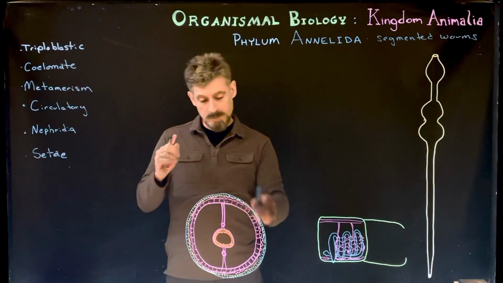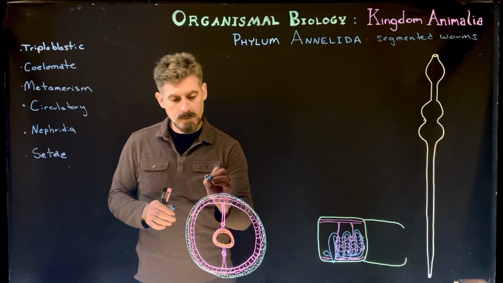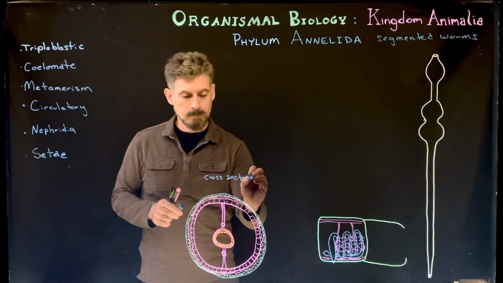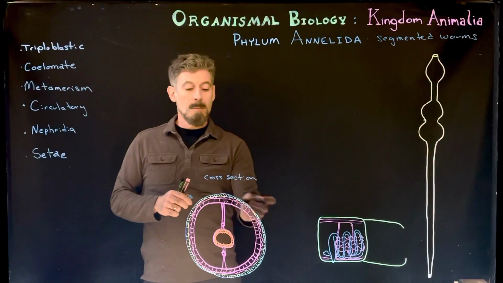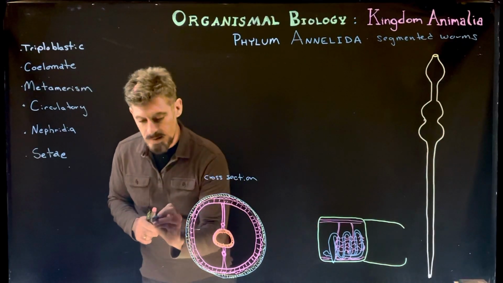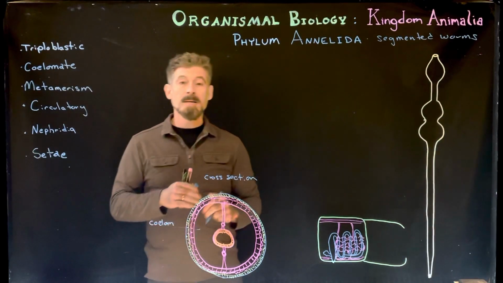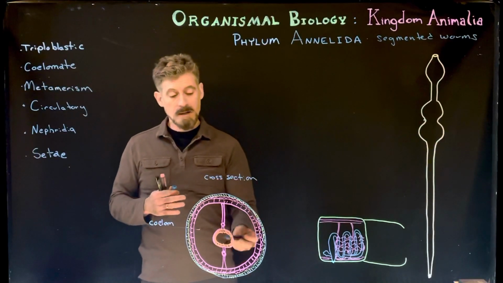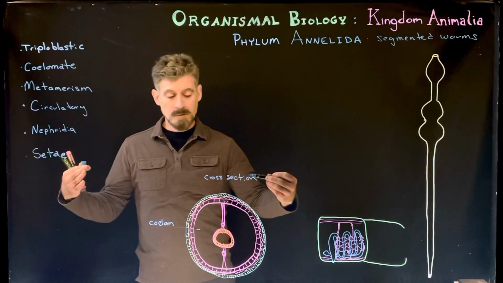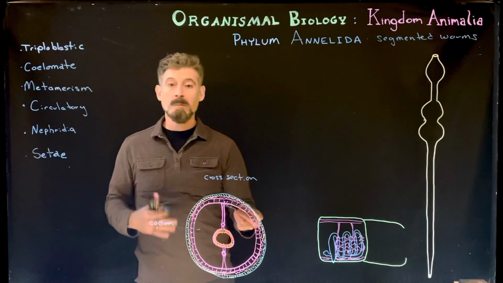So that means if this is a cross section right there, we'll have a body cavity. So that's going to be this cavity here, which is going to be the coelom. And in this case, it's a true coelom because the cavity is lined on the outside with mesodermal tissue, and then to the inside with mesodermal tissue.